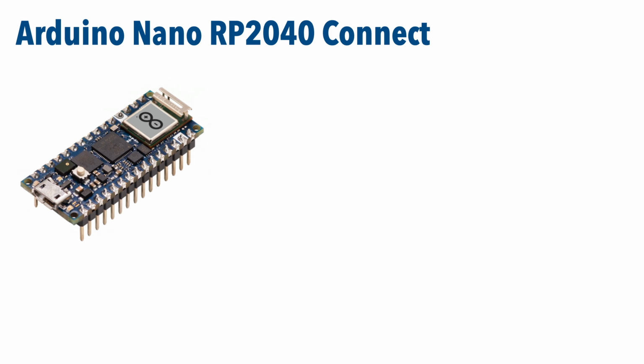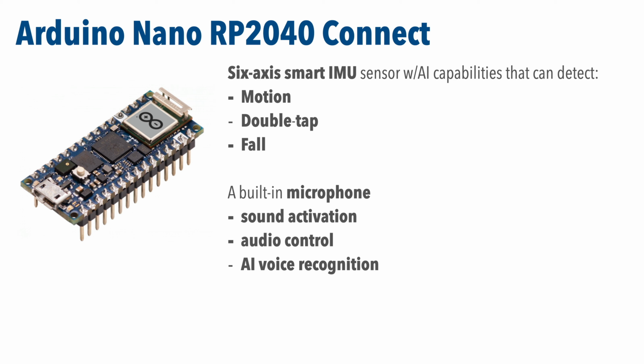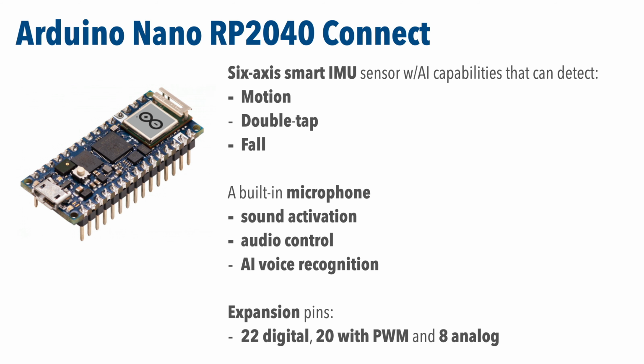Now, the Nano RP2040 also has some additional sensors, a motion sensor to report things like orientation, double tap events, and fall detection. It has a built-in microphone, and it's got lots of expansion pins, 22 digital pins, 20 with PWM, and 8 analog, and if those things don't mean anything to you right now, we'll cover them in a future lesson. Just know that you can wire up lots of stuff to this board.